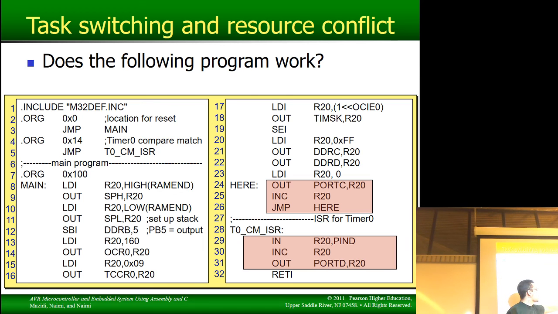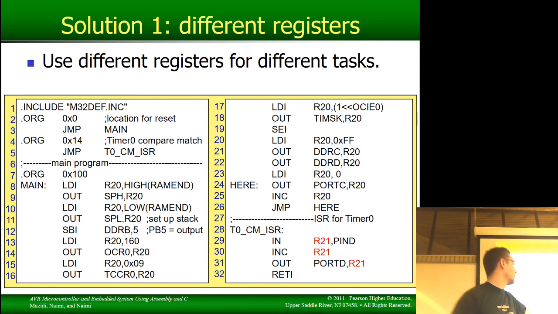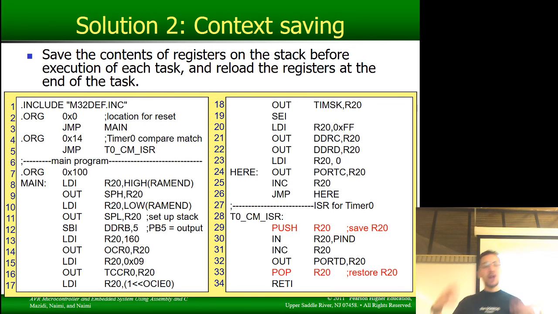All right, so that's the problem, right? These 3 lines use the same register. And yeah, you can absolutely say, all right, well, we'll just use R21 here. That's fine. But eventually, you're going to get to the point where that doesn't work anymore. You can't just use another register. So that's solution 1. Solution 2 is what we call context saving.